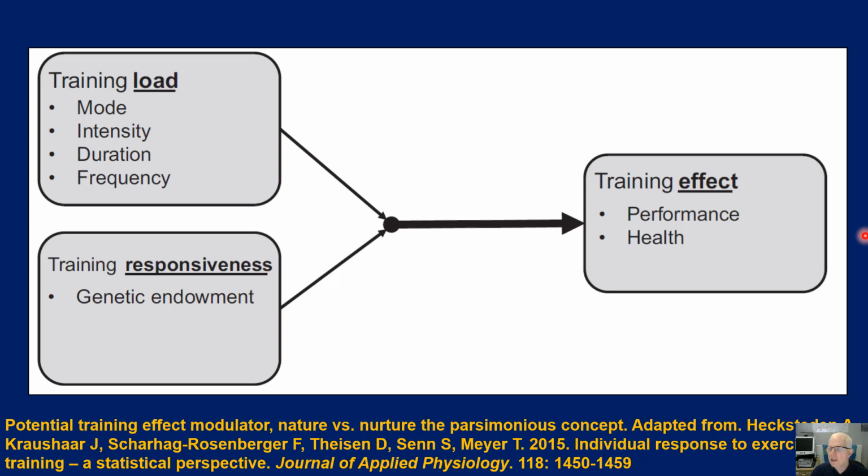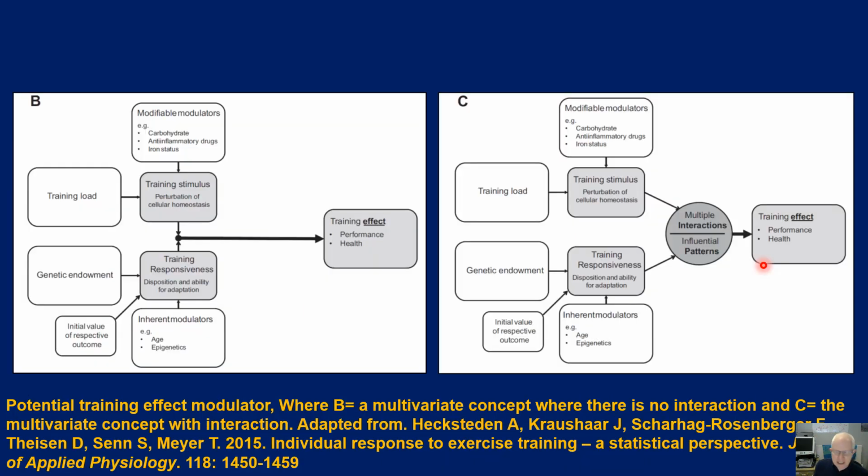So we saw this right at the start of this presentation. Here we've got our training load, and here we've got our genetic endowment. And the net result is we get both performance and health-based responses, both positive and negative. Remember that you get some people who get significant adaptation, some people who don't. However, it is a bit more complicated than that.